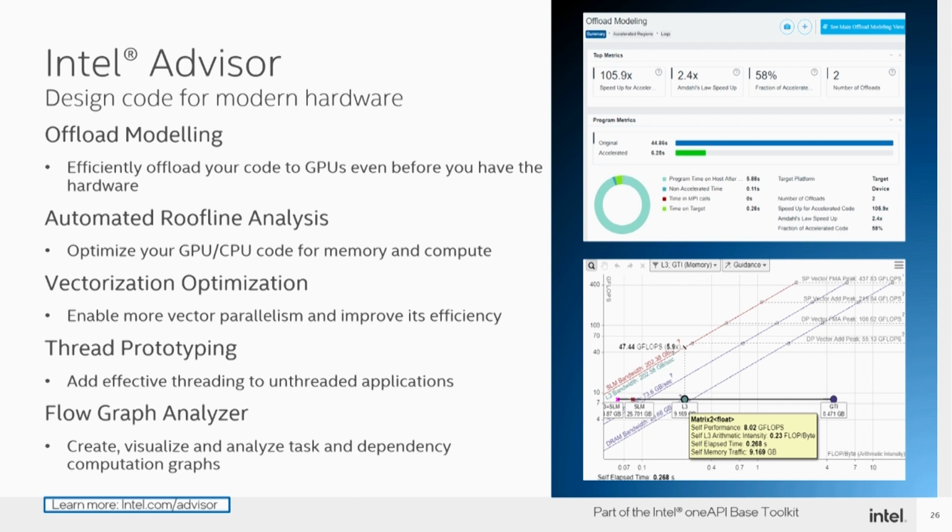But then we have our thread prototyping tool. If you have code that hasn't been multi-threaded, and again, this feature was added over a decade ago, when there were a lot of codes that hadn't been parallelized yet, this can analyze your code and do a what-if analysis. What if this code was parallelized? What type of scaling would you see? And again, I mentioned flow graph analyzer.